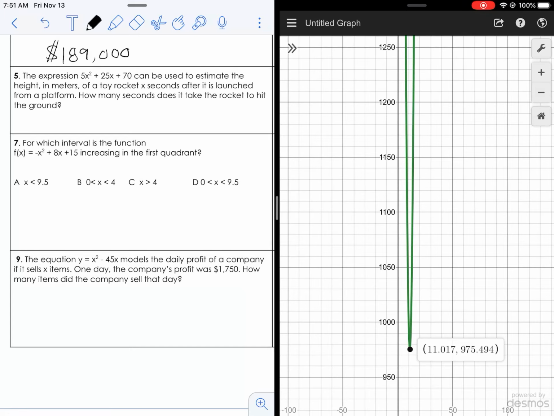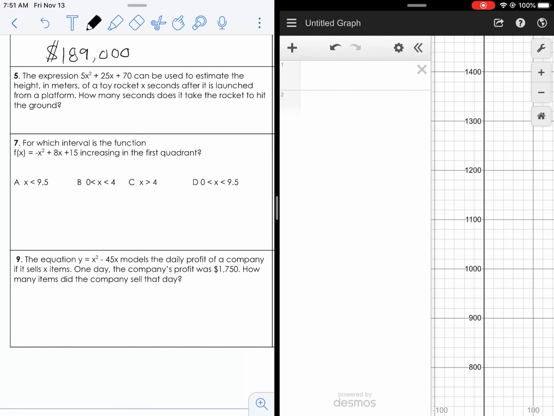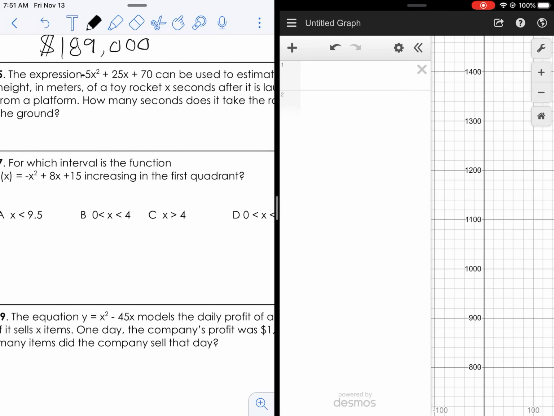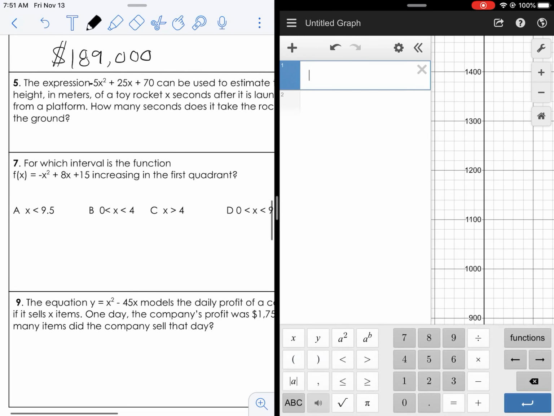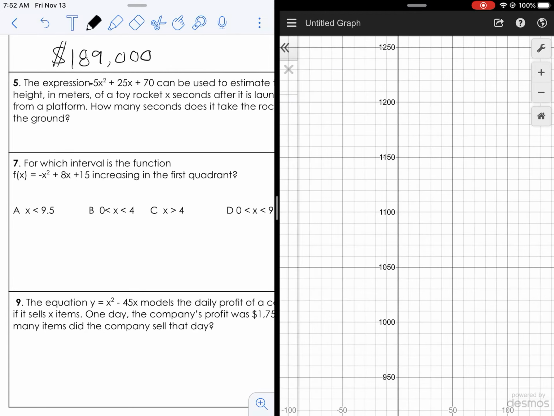All right, for number 5, the expression can be used to estimate the height of a toy rocket. How many seconds does it take the rocket to hit the ground? So I think there's a typo on this one. This should be a negative in order for that to accurately show the path of a rocket. So that's going to be negative 5x squared plus 25x plus 70.